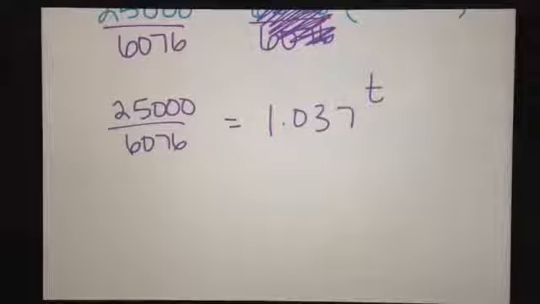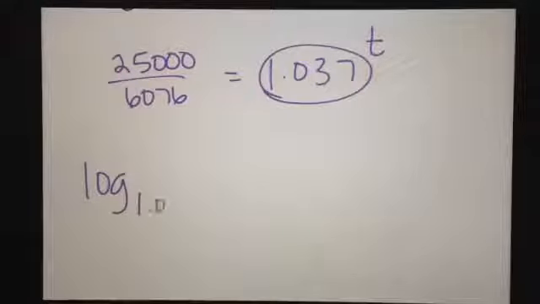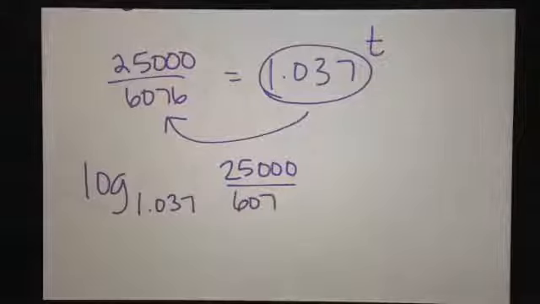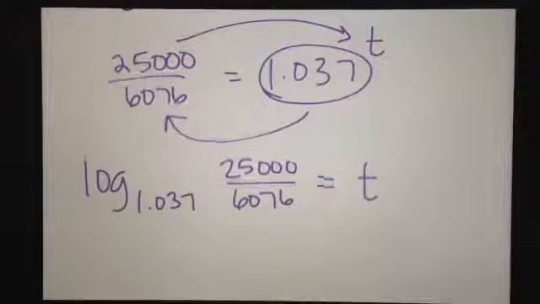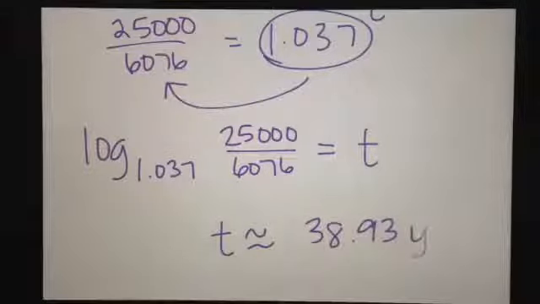So this is the equation that I have right now. I'm going to convert it into log form. So I'm going to write log with a base of this decimal, this number, equals that. And then if I want to solve for t, all I have to do is plug this into my calculator. So once I plug it in, I will find that the time that it takes to get to 25,000 people is approximately 38.93 years.